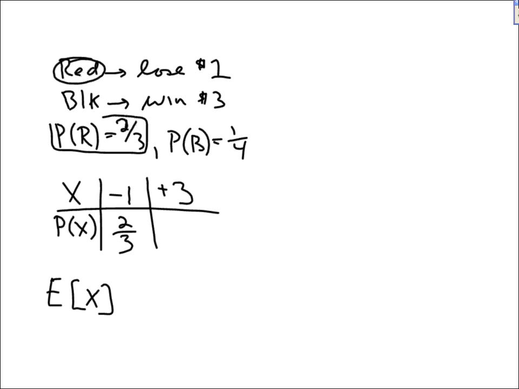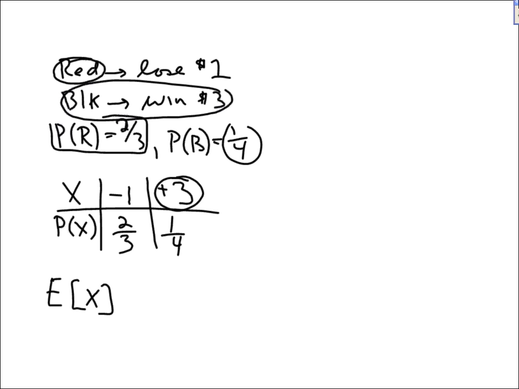You play this game 3 times, you should expect to lose $1 2 times. 2 out of 3 games, you expect to lose $1. So play 3 games, you expect to lose $2 because red came up. But that doesn't mean you're never going to win. The probability that you win $3 means the probability that black came up, which is 1 in 4 times. 1 in every 4 times you play, you win $3.